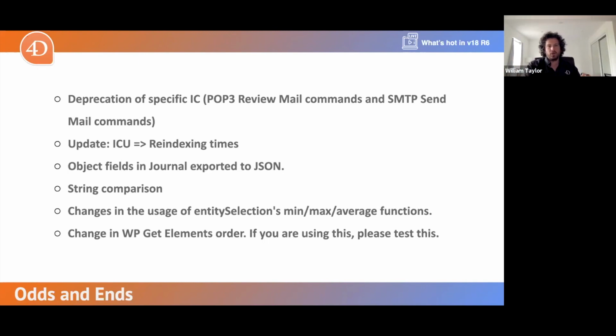So if you are using WP Get Elements, there is a workaround. If whatever you're doing is based on the order in which it was previously returning, you should review that usage, and you can order by the ID if need be. So all small things, but just things to keep in mind.